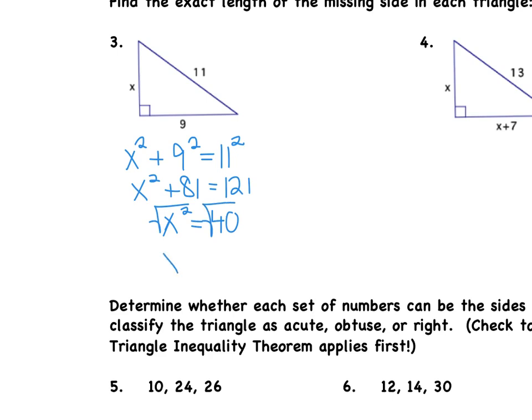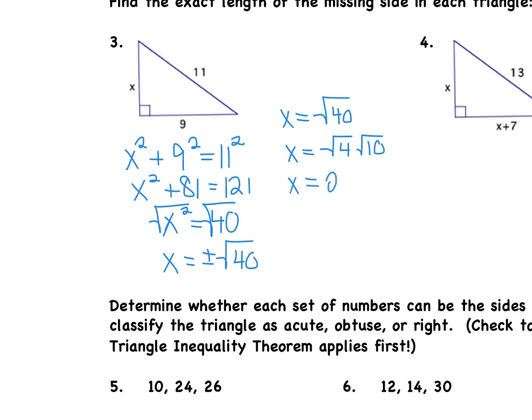Square root both sides. To unsquare x, we square root both sides. Normally we would have plus or minus the square root of 40. However, because this is a side of a triangle, it can't be negative. So I only have x is equal to the square root of 40. Hopefully you realize we need to simplify this. What perfect square is inside of 40? A factor of 40? 4. 4 times 10 is 40. So x is going to equal the square root of 4, which is 2, times the square root of 10. And that is our final answer.